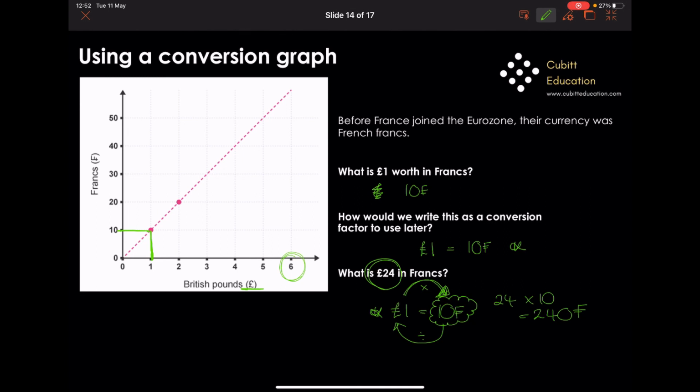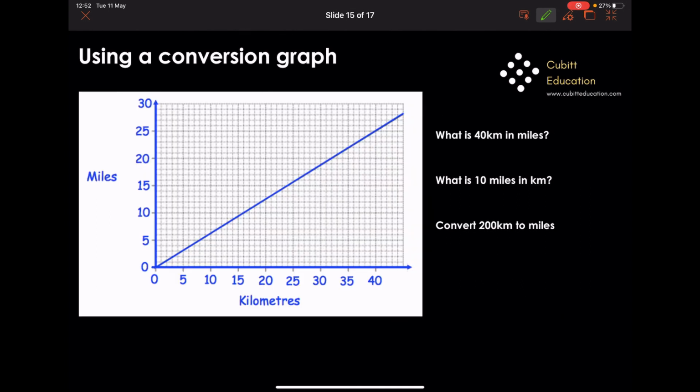All right, one last one. Here we're converting miles to kilometres. So again, pause the video, use the graph and answer the questions. I'm sure you've got it now and you'll be able to work these out on your own.